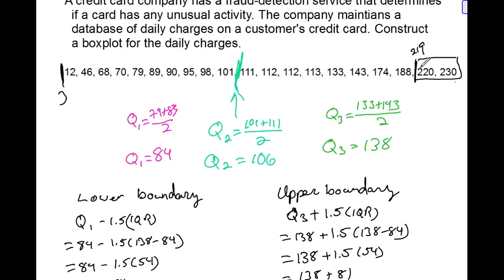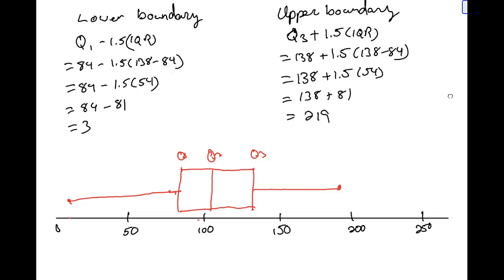Now this data set has 2 outliers at 220 and 230. So we're going to put those on here individually at about 220 and about 230. And we just make X's for each outlier. So all the outliers are placed on here individually. And then we have our box, which are our quartiles. Our whiskers represent the boundaries.